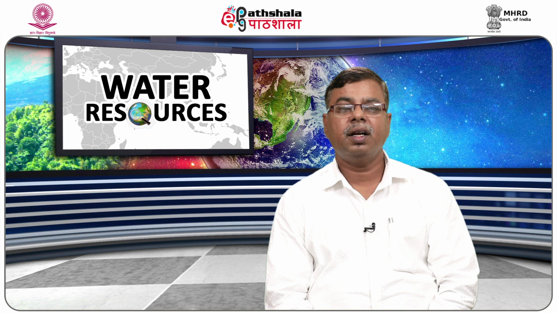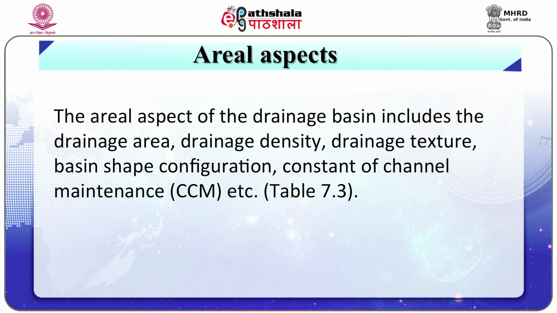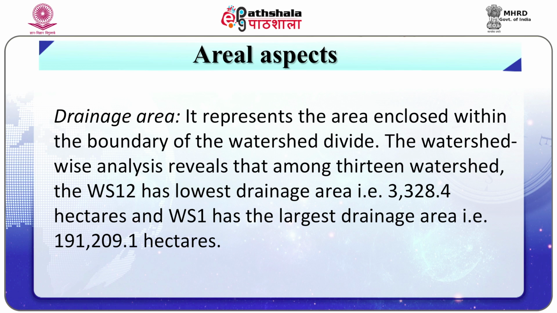The aerial aspects of a drainage basin include the drainage area, drainage density, drainage texture, basin shape, configuration, constant of channel maintenance, etc. See table number 7.3. The drainage area represents the area enclosed within the boundary of the watershed divide.